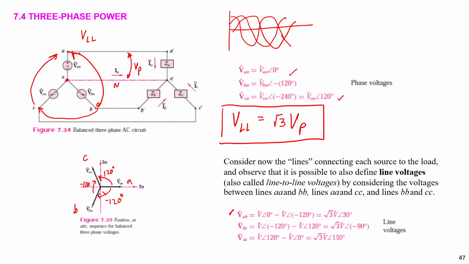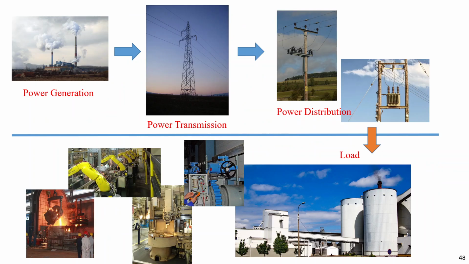This is the voltage between phases. So it shifts by 30 degrees like this. The voltage between phases, phase to phase or line to line here. Okay. So in power generation, usually we send the power in three phase.